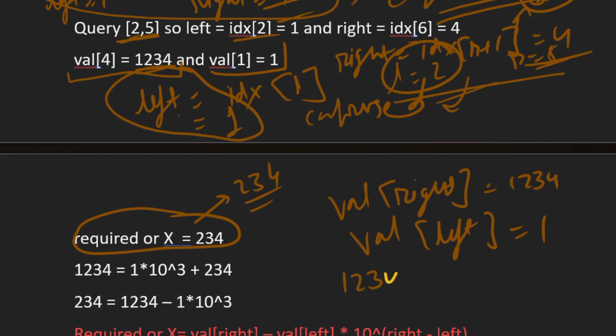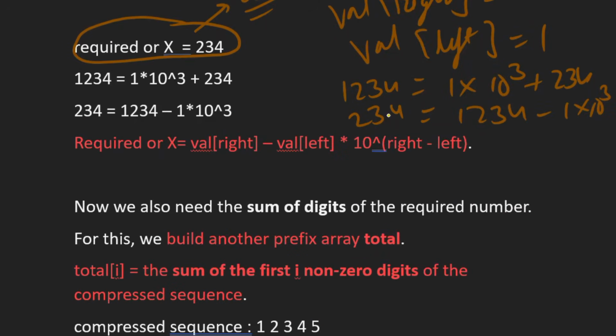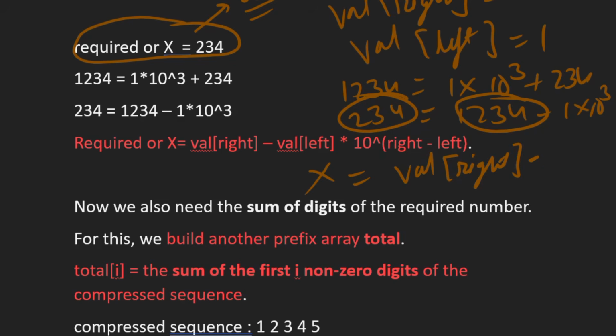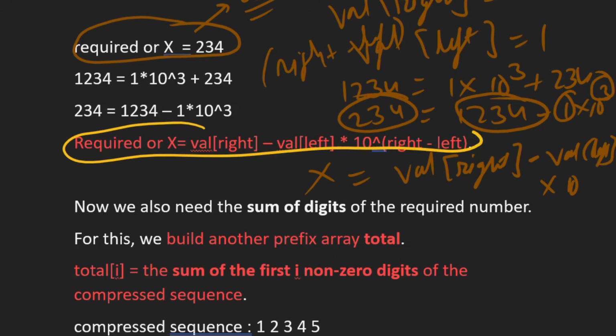So as we know, we can write 1234 as 1 into 10 to the power 3 plus 234, right? So what is 234 here? 234 is basically 1234 minus 1 into 10 to the power 3, right? So as we see, this is our required value or x. This is x: value at right minus value at left into 10 to the power, what is this? This is right minus left.